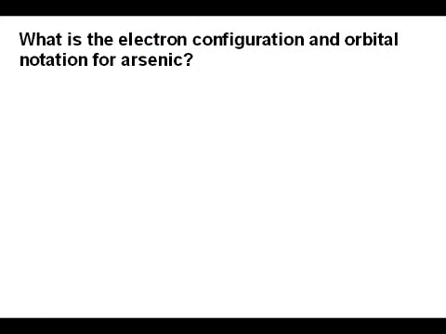Let's take a look at an example. What is the electron configuration and orbital notation for arsenic? First, we've got to find arsenic on our periodic table and find out how many electrons we're talking about drawing.